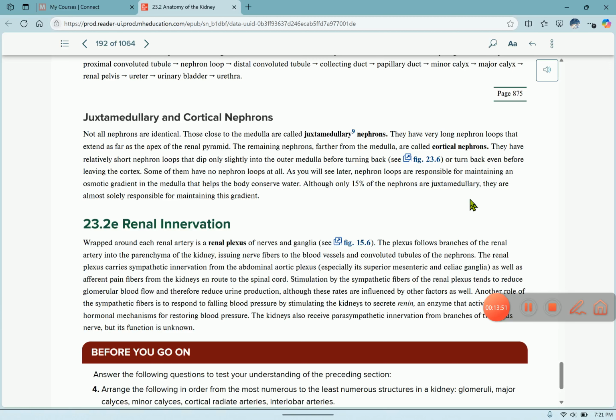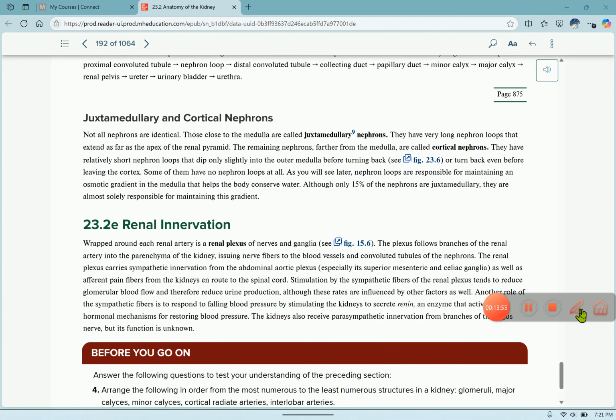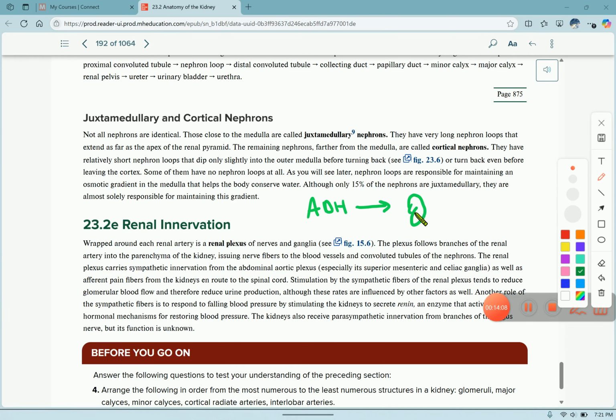And if you go back to your endocrinology, anti-diuretic hormone, so ADH, in the presence of ADH, you keep fluid. So anti-diuretic hormone does communicate with the kidney.